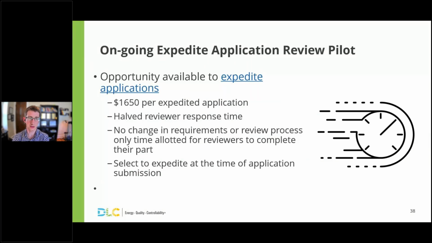And then lastly, to note, we have an ongoing expedite application pilot going on now in the application portal. So as you're submitting applications, you can expedite your application for a $1650 fee, and that will essentially halve the reviewer response time. So there's no changes to the requirements or review process. Just the reviewers will be allotted half the amount of time that is currently posted in the review timeframes page on the website to take the applications through the next stages of the review.